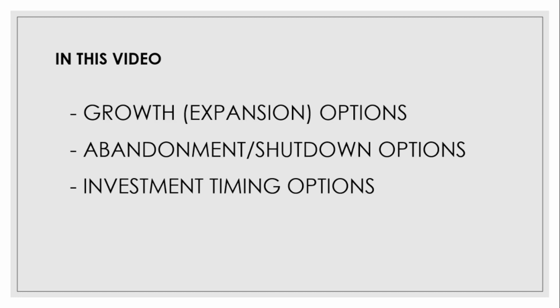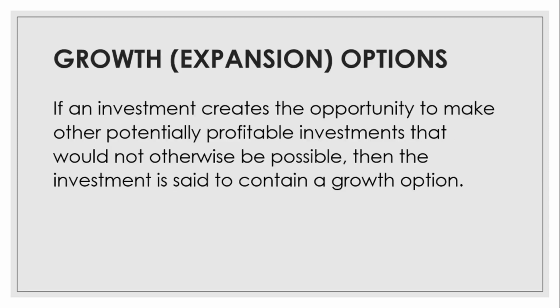So in this video, we will talk about the first three types of real options, and those are the growth options, abandonment or shutdown options, and investment timing options. So we will start with growth or expansion options. If an investment creates the opportunity to make other potentially profitable investments that would not otherwise be possible, then the investment is said to contain a growth option.